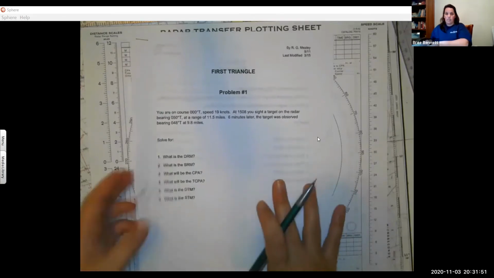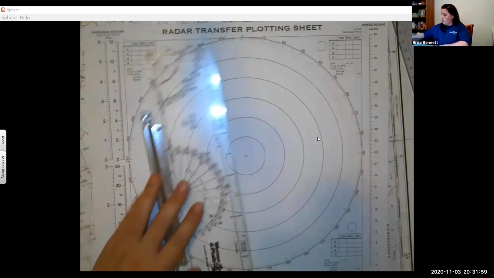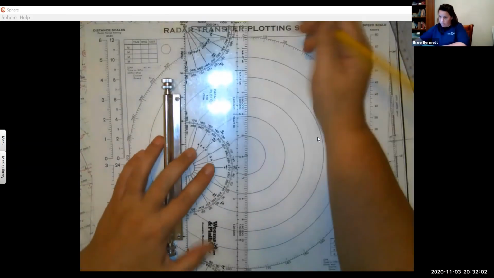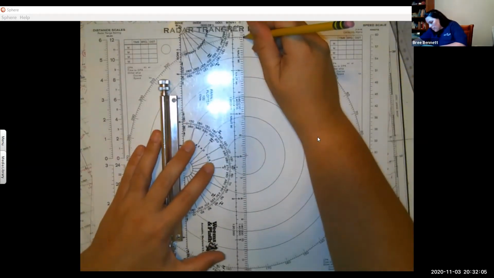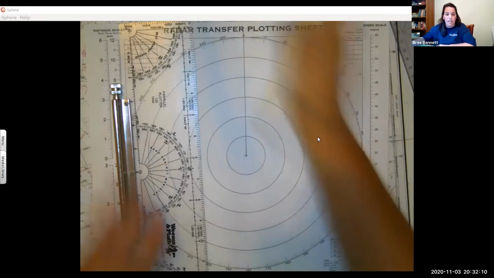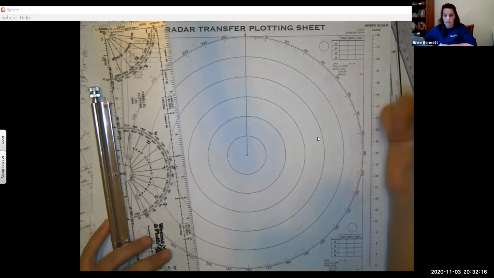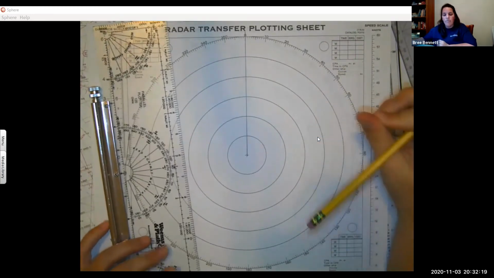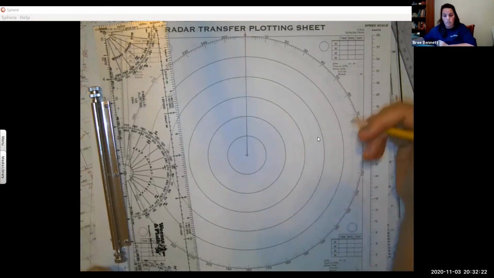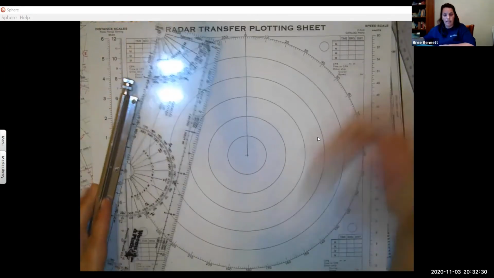Okay, so let's draw out what they told us. They said we are on course 000. I promise they won't all be 000. But that is our heading line. So I would like to plot that. And we are at a speed of 19 knots. Okay, I'm going to use that, but not exactly right now. At 15:08, you sight a target on the radar bearing 050 at 11.5. 6 minutes later, you see it 048 at 9.8.